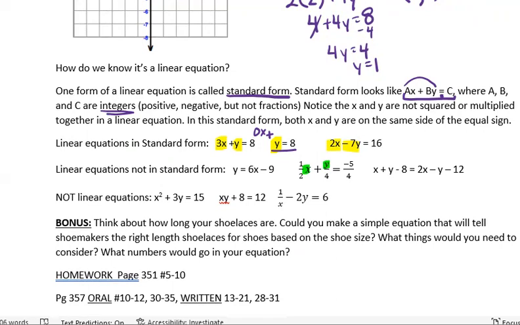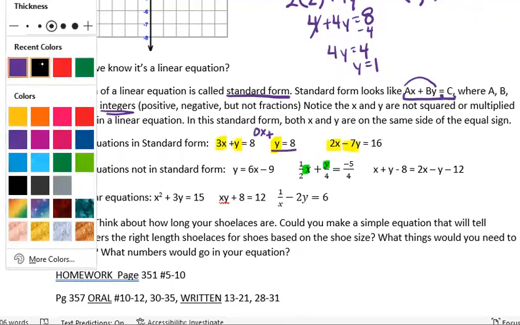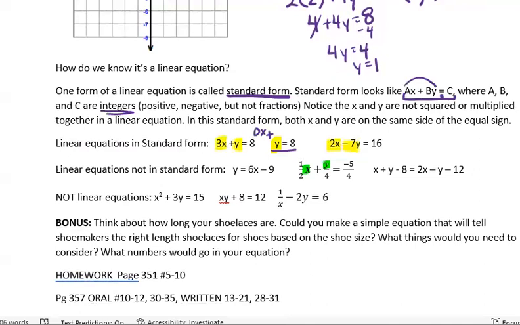What could I do to this equation to make it standard form? Little bonus question here. Remember, we just went over how to get rid of fractions. If we multiplied everything in this equation by 4, 1/2 times 4 would be 2x. Y over 4 times 4 would be y. And then negative 5 over 4 times 4 would be negative 5. Now this is in standard form. So we can convert to standard form when we need to.